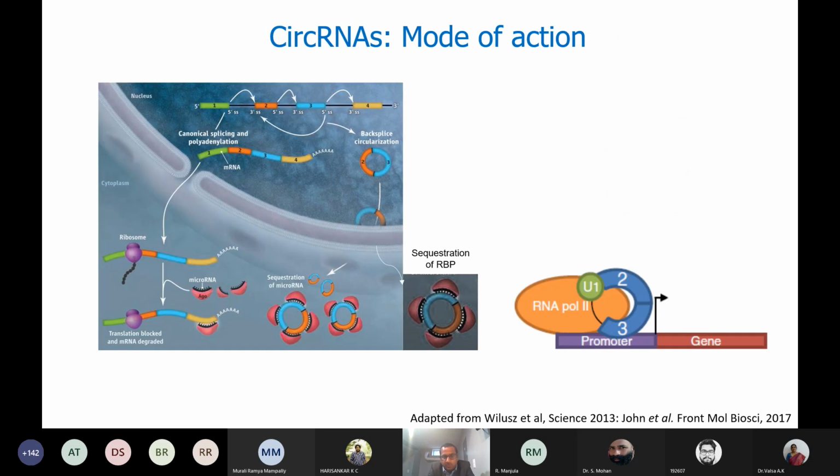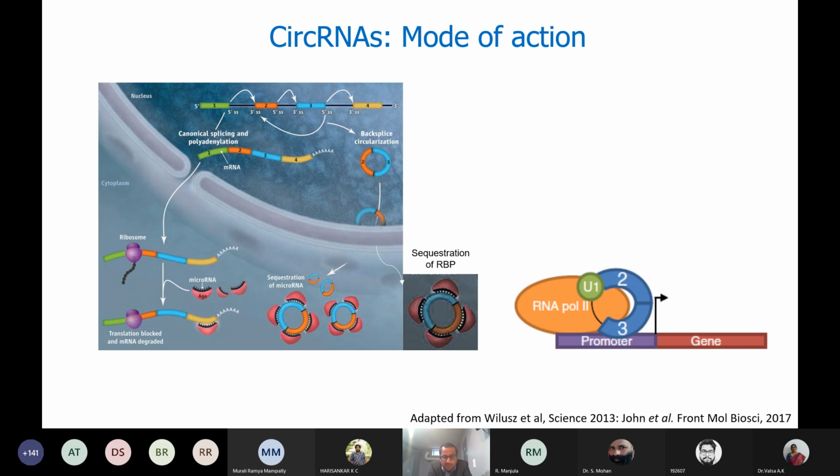So, mode of action. There are three different kinds of mode of action that people have identified. One is that these circles have binding sites for microRNAs.